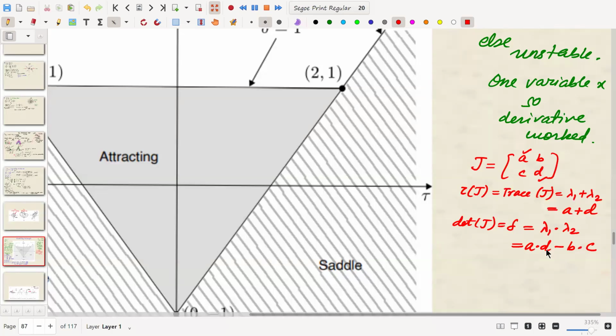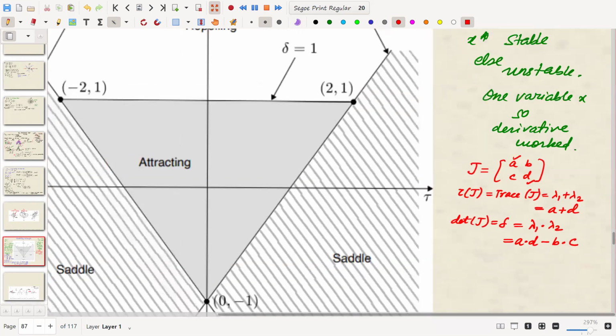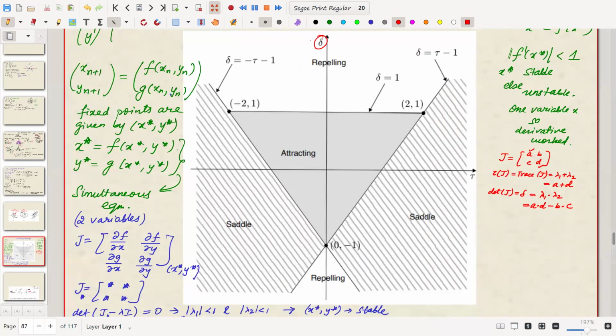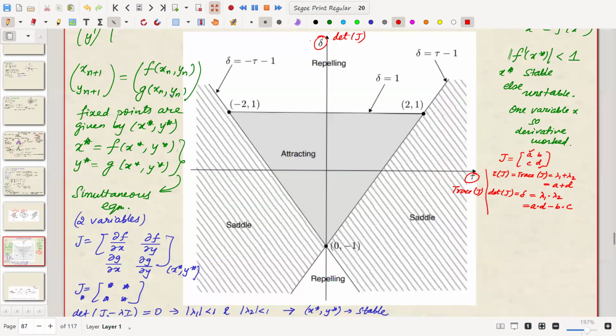So instead of computing the eigenvalues, which involves a square root, you compute the trace and you compute the determinant of the matrix. This is what it shows in the diagram. This tau is the trace of the Jacobian matrix, and delta is the determinant. You put the trace on the x-axis and the determinant on the y-axis. Then you will get this triangle.